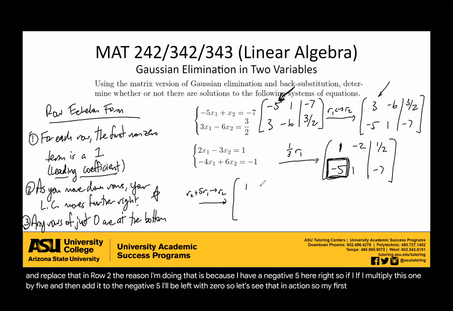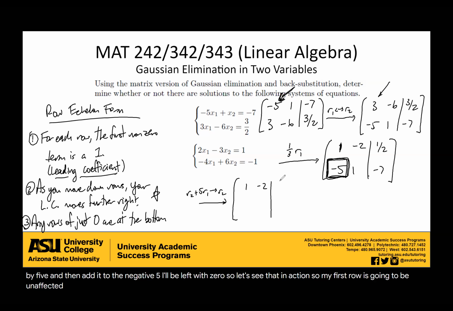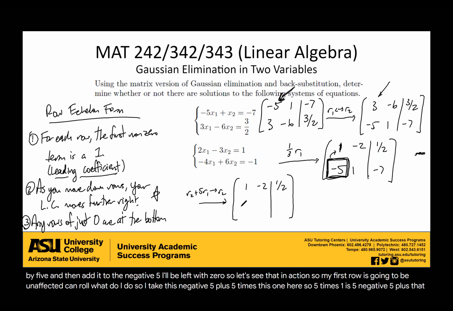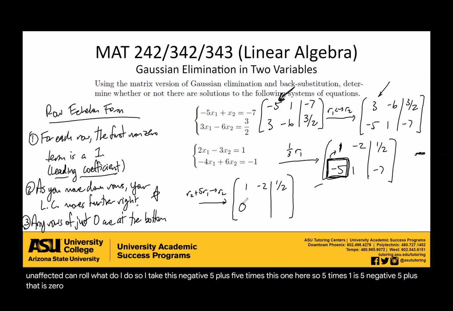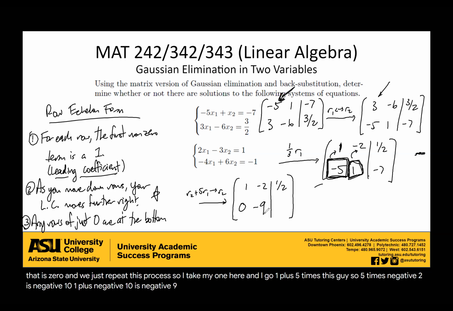So let's see that in action. So my first row is going to be unaffected. Now my second row, what do I do? So I take this -5 plus 5 times this 1 here. So 5 times 1 is 5, -5 plus that is 0. And we just repeat this process. So I take my 1 here, and I go 1 plus 5 times this guy. So 5 times -2 is -10. 1 plus -10 is -9.